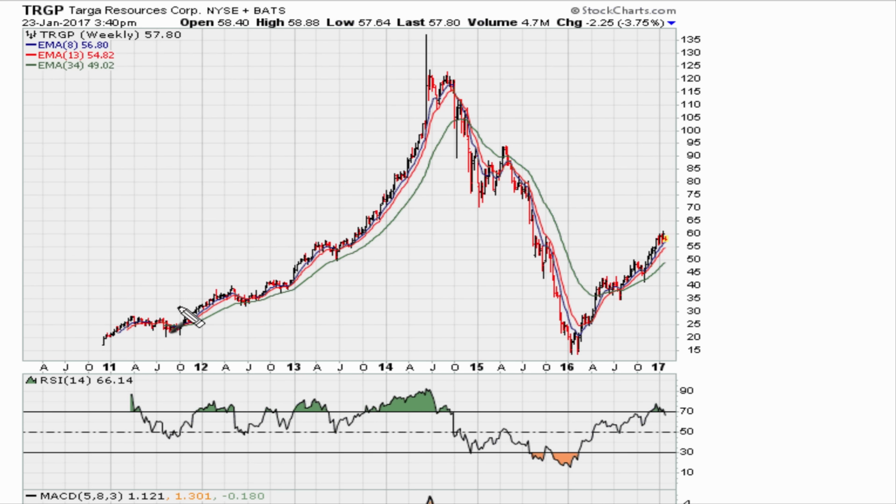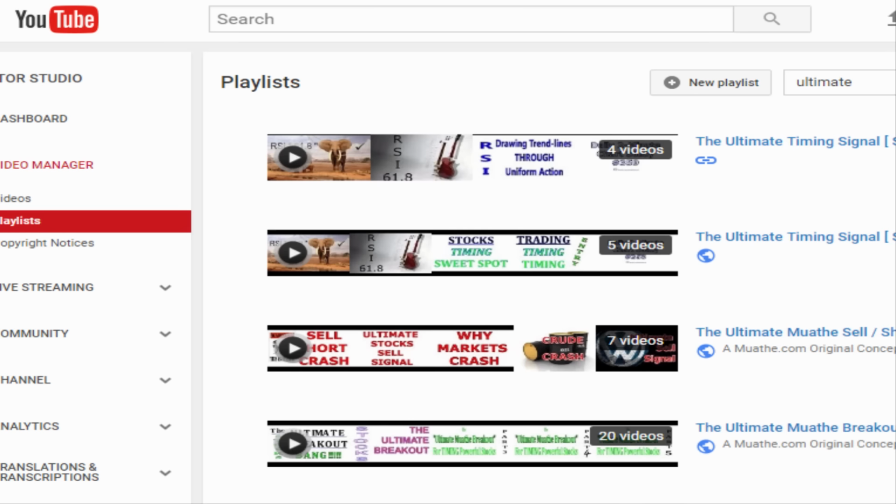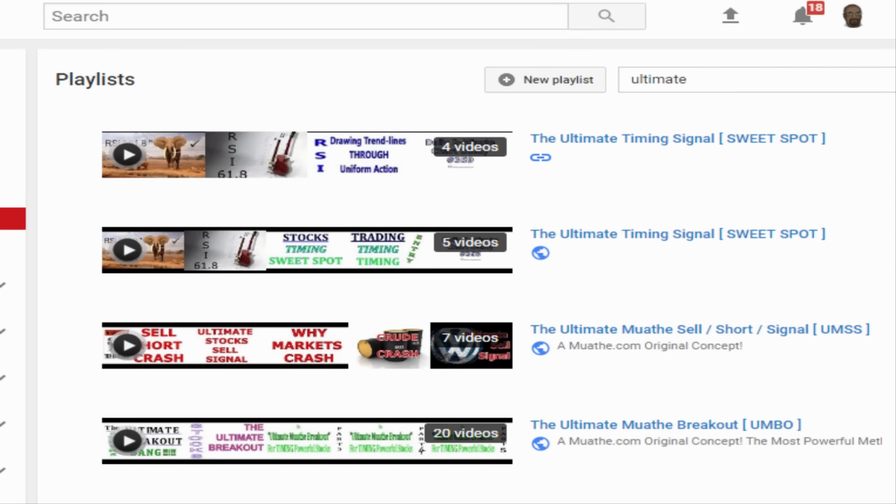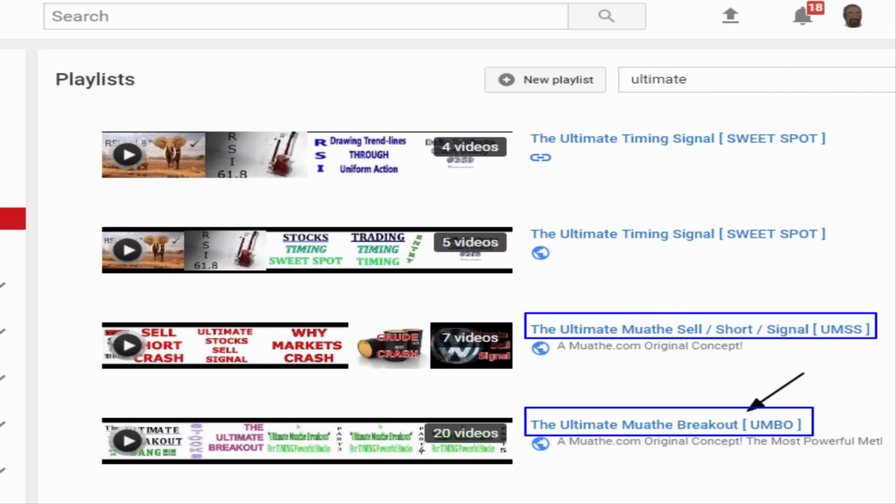Now, in order to be able to time the beginning of this massive explosive move to the upside and also capture some of this downside move, we can rely on two similar methods. In fact, they're just the exact opposite of each other. And you can find this on my channel. So the first one, on the way up, for looking for breakouts, is this method here. Very simple strategy. And for the reverse, it's the exact opposite. I call that the ultimate sell signal.